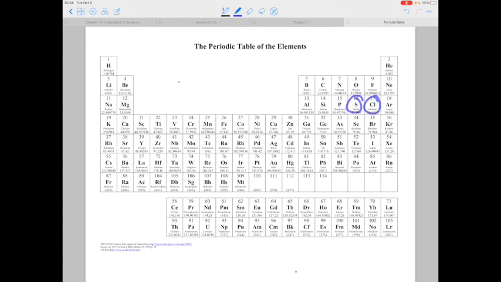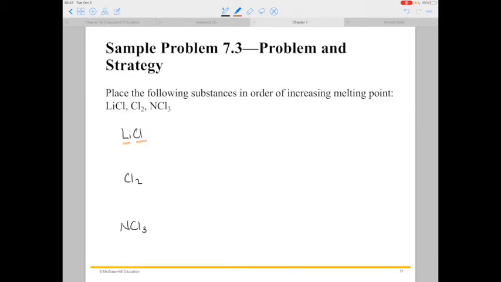Okay, lithium chloride. If we go to our periodic table, what can we establish about lithium chloride? Well, lithium's on one side of the periodic table and chlorine's on the other side of the periodic table. So this would be an ionic compound, thus held together by ionic bonds. Chlorine gas is this molecule here, Cl2. It's a covalent compound, but both atoms are the same, so this would be non-polar, which means held together only by dispersion forces.